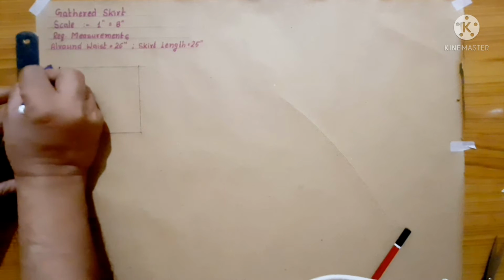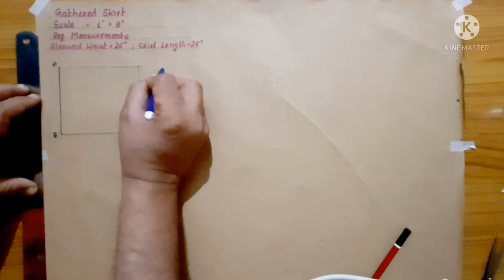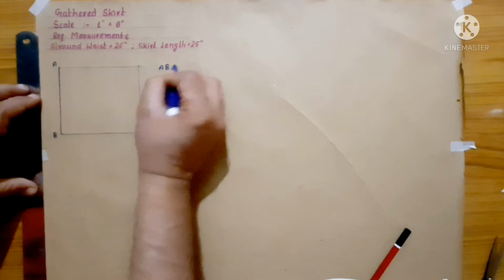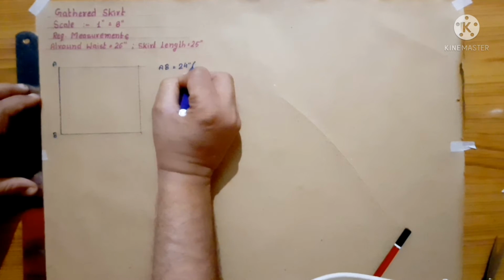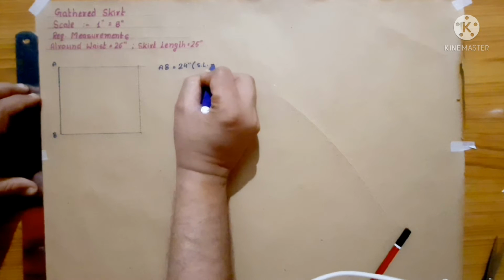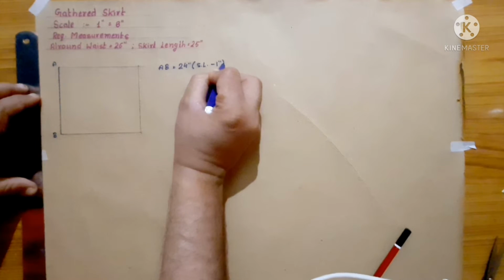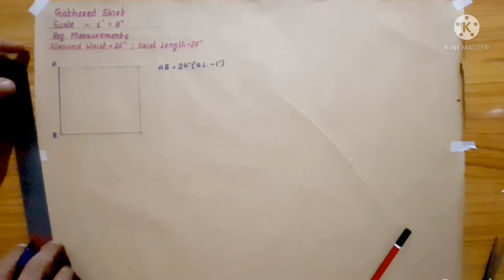Here AB is equal to 24 inches. Why 24 inches? Simple, skirt length minus 1 inch for the belt, right? So this we have to take.